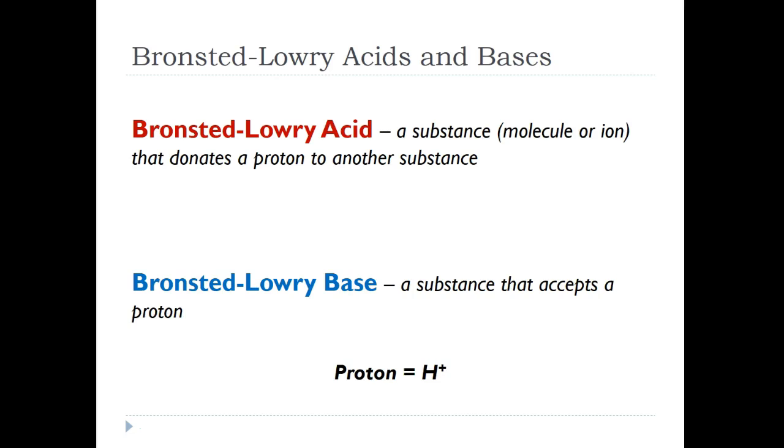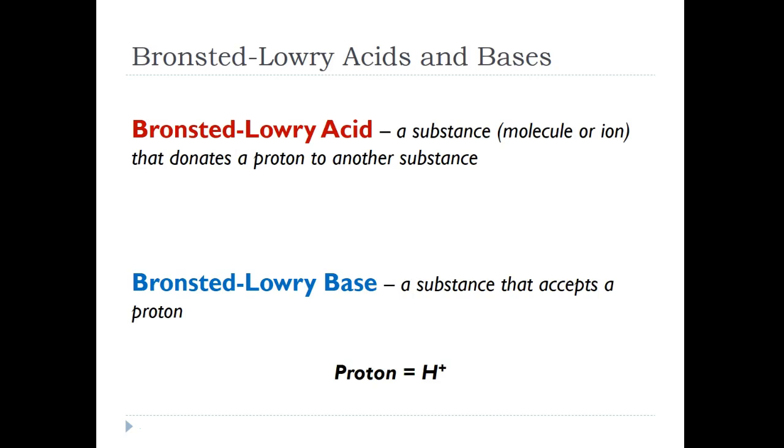The second one is the Bronsted-Lowry definition of acids and bases. Bronsted-Lowry was actually two different scientists. They came up with this definition of acids and bases in the same year, so they were forced to share the fame. Both of their names are attached to this definition. This one is more general. It does not talk about just water. A Bronsted-Lowry acid is a substance that donates a proton to another substance. So it's a proton donor.